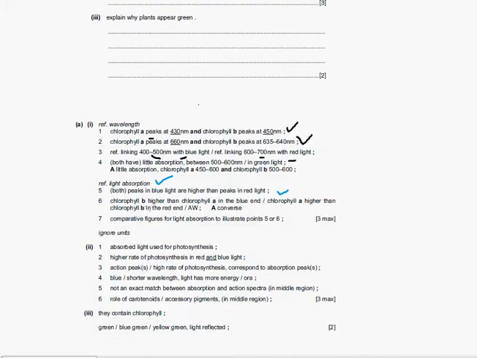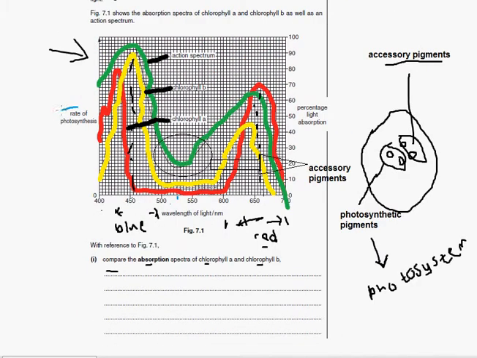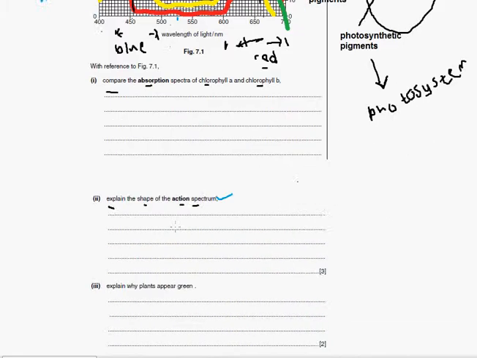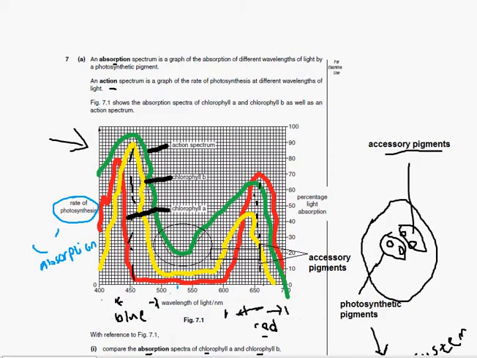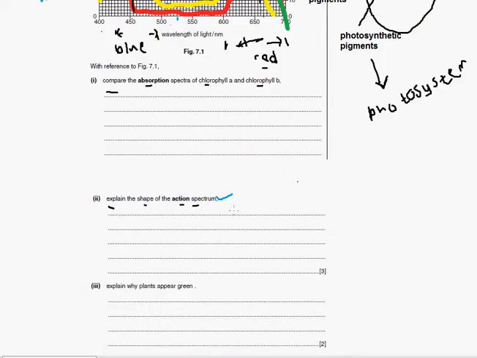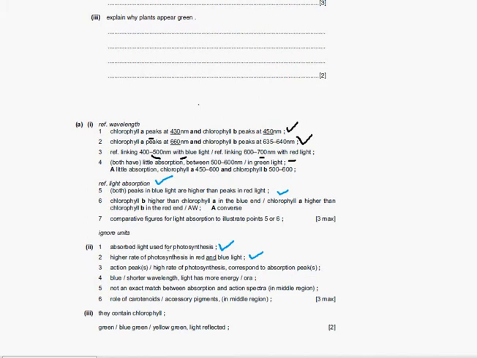Now here, absorbed light used for photosynthesis, higher rate of photosynthesis in red and blue light. So with the same thing, we say that this rate of photosynthesis is the same as if it was written absorption, okay? Because if there is more absorption, automatically there will be a higher rate of photosynthesis. So if they tell you the rate of photosynthesis is increasing, it simply means that the rate of absorption is increasing. So when I explain the action spectrum, we should start with absorbed light used for photosynthesis, higher rate of photosynthesis in red and blue light, and action peaks, higher rate of photosynthesis.